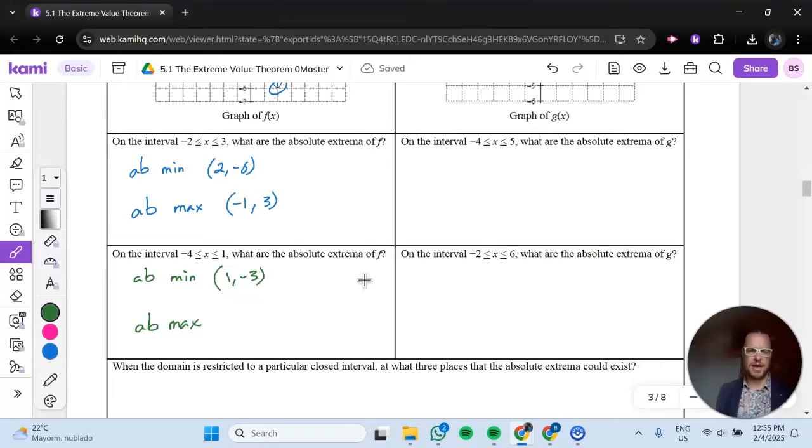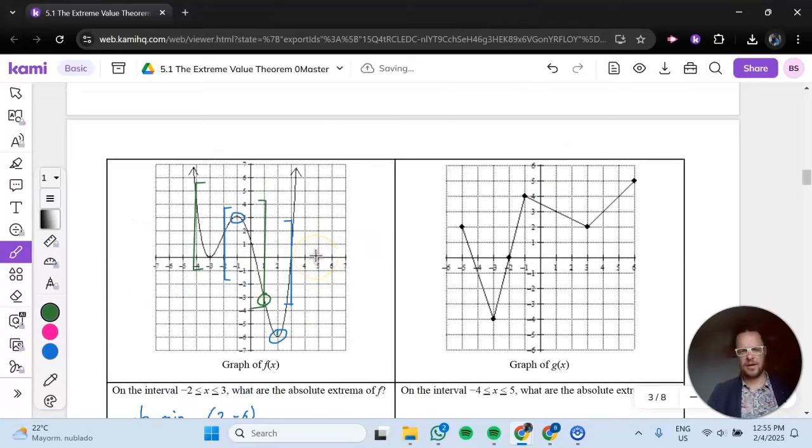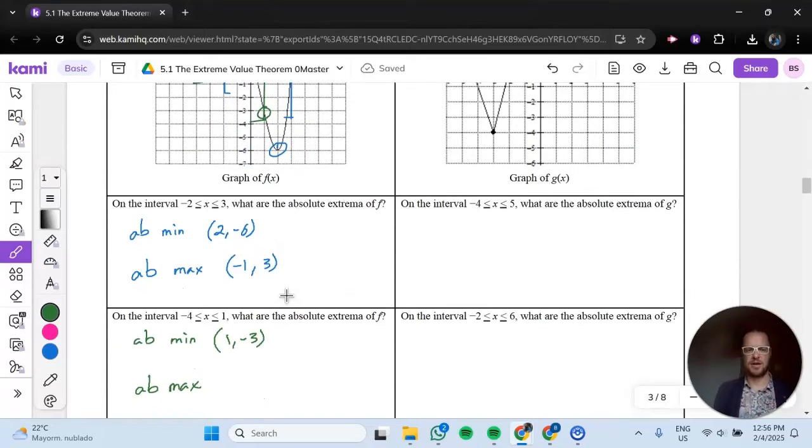Now for our absolute maximum, we have to take a look. If we're looking on that green one, this is pretty high, but if we look here, the endpoint looks to be higher. I think it's actually right there. It's kind of hard to see it, isn't it? Yeah, let's go with 4. I think 4 is more accurate. So that's going to be at -4 and a height of 4.